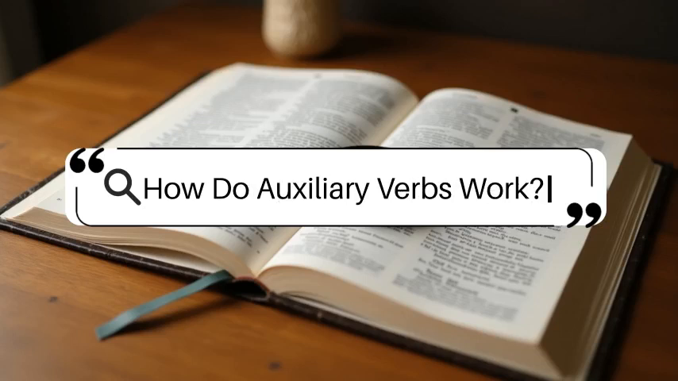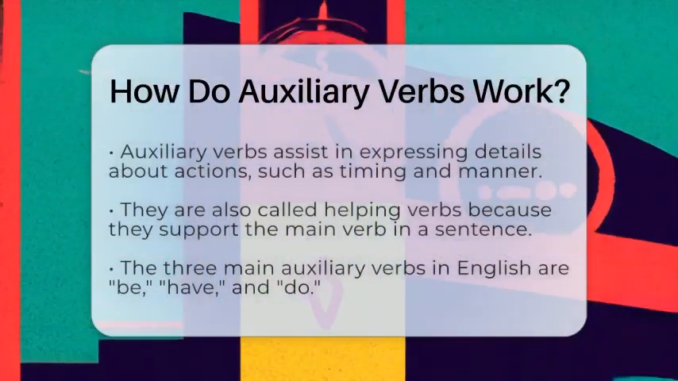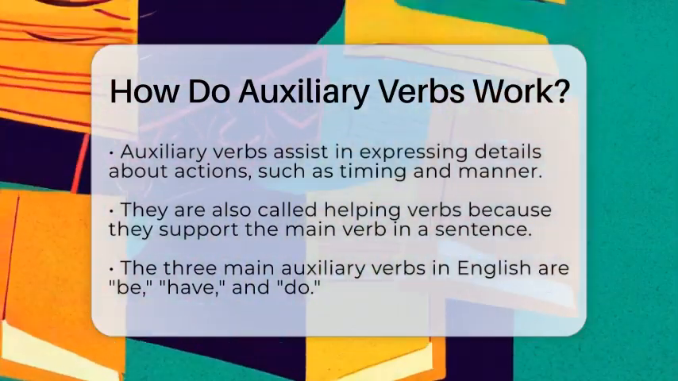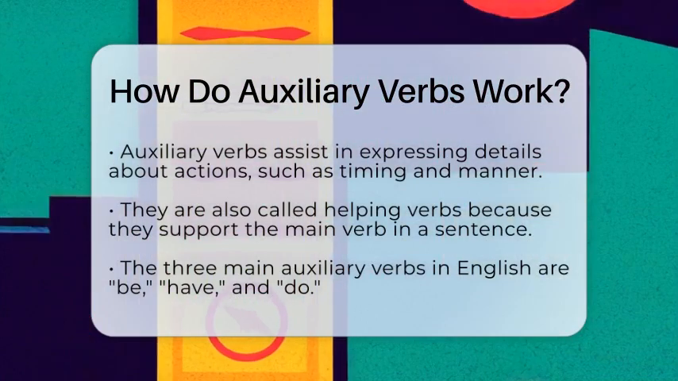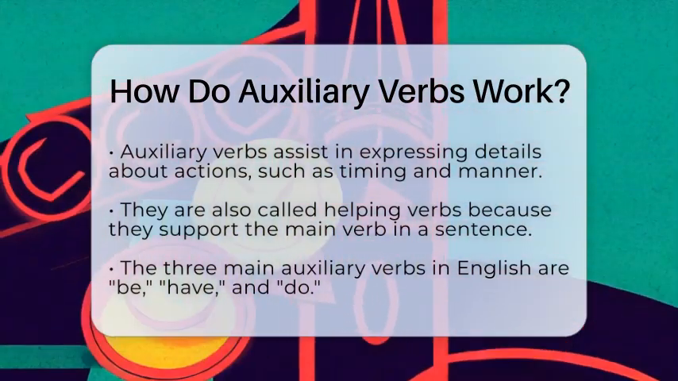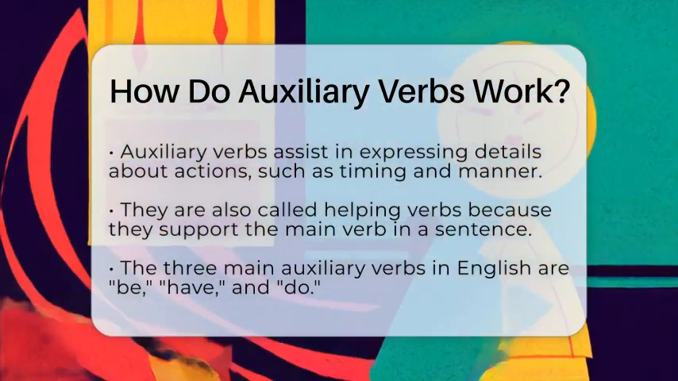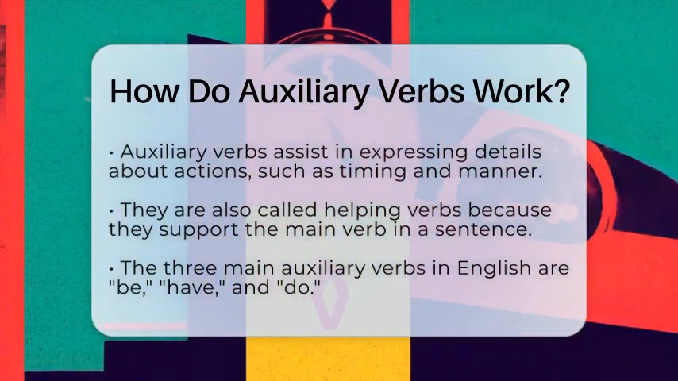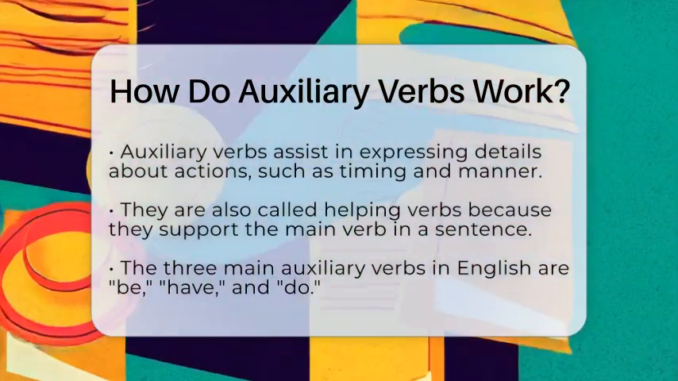How do auxiliary verbs work? Imagine trying to tell someone when you are doing something or how you feel about it. Auxiliary verbs help make those details clear in a sentence. They are like little helpers for the main verb. Without them, sentences can be confusing or incomplete.